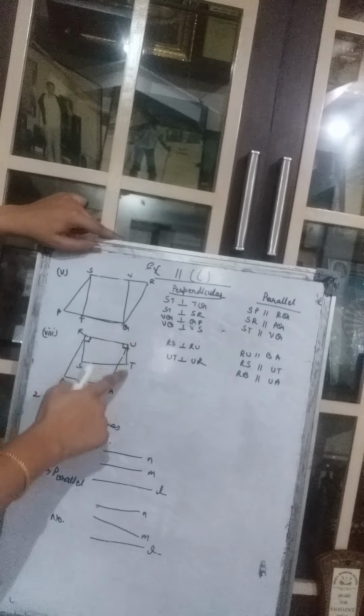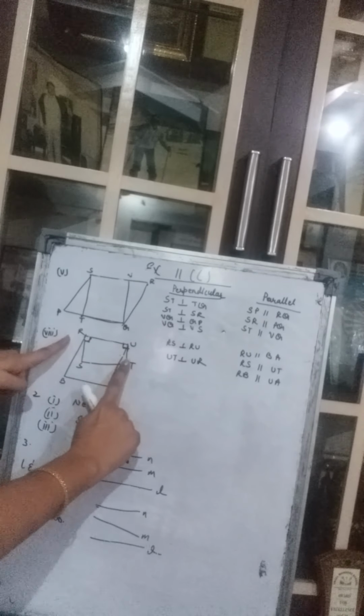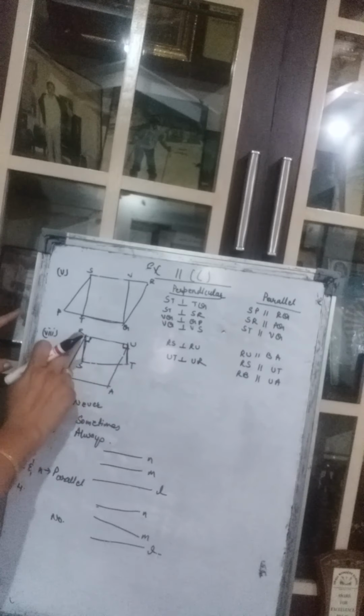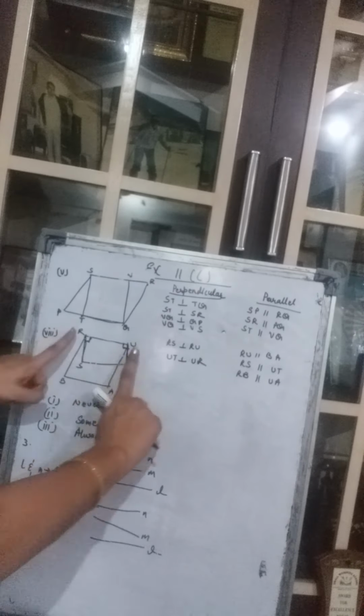Now, which are the parallel lines here? So, parallel lines are first this RB is parallel to UA, this one. The inner, this one and this one. Okay. Then we have RU is parallel to BA. These two lines are parallel to each other. And also this line and this line. Though one is long, one is short, it's okay. But they have the equal distance between them. These two. RS is parallel to UT.